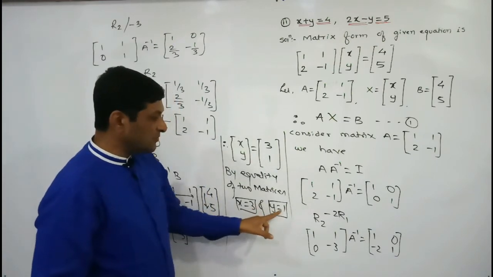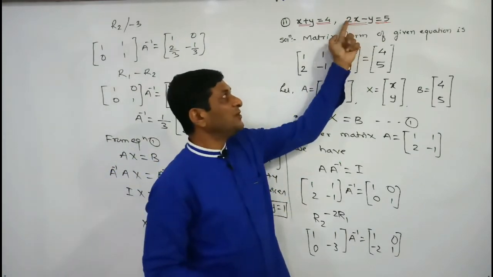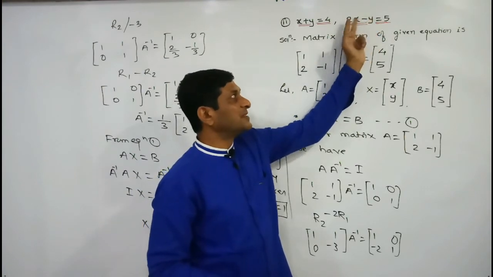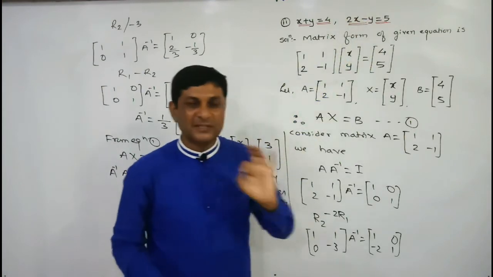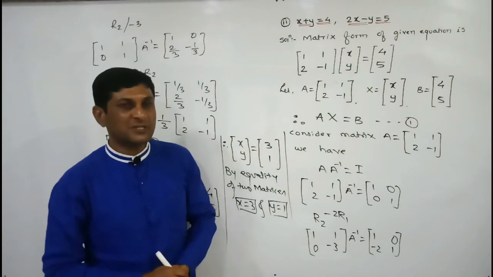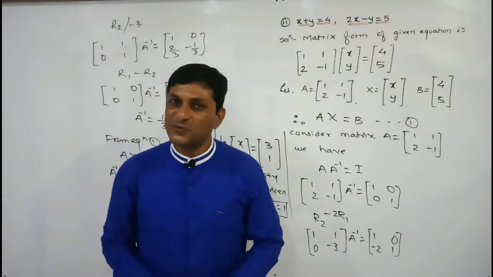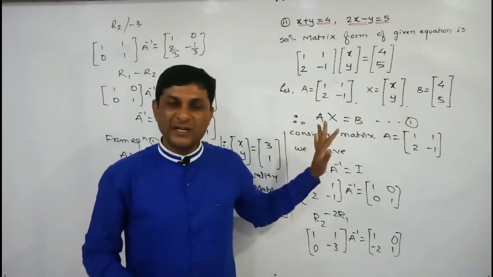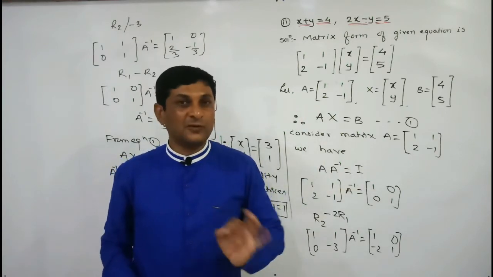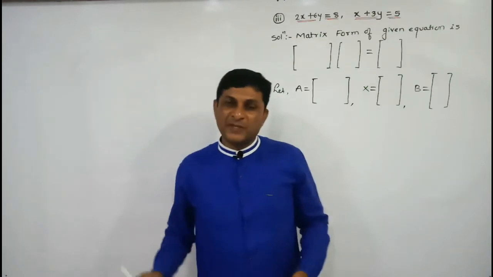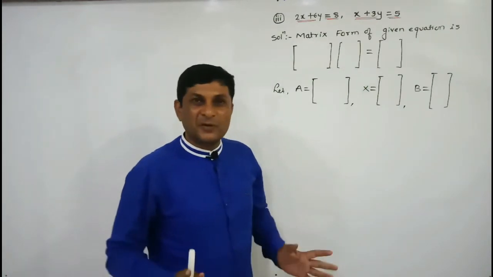Substitute X is equal to 3 and Y is equal to 1. So 3 into 2 is 6 and here Y is 1. 6 minus 1 will be 5. Means these values satisfy both the equations. So we can conclude that our answers are right here. In this way we have solved the given linear equation applying the inversion method.